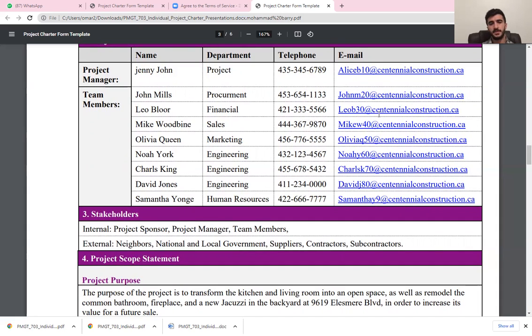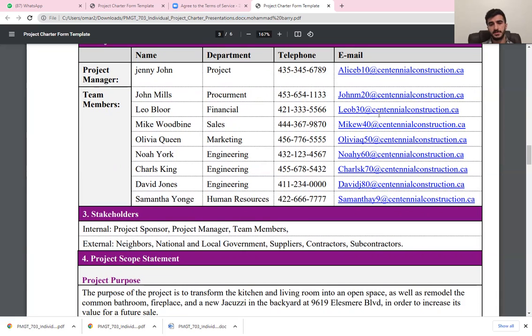But the external stakeholders are not affected that much by the project, but they know about it and are involved in a way, like the neighbors. They have to know that there is a project next to their home: workers coming in, coming out, noise, and the government. Of course, the project is going to be done in a city, and each city has its own rules and laws. So we are going to ask for permits from the government to work on that project.